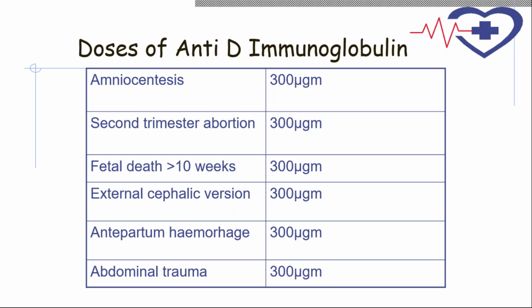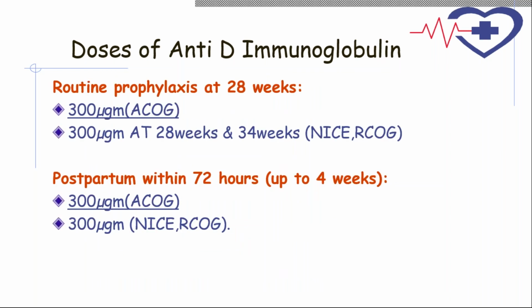Next slide, please. In doses of anti-D immunoglobulin, the routine prophylaxis, as we discussed, at 28 weeks, we give 300 micrograms as per ACOG recommendations, and 300 micrograms at 28 weeks, repeated at 34 weeks as per recommendation of NICE and RCOG guidelines. But most commonly we are only giving it at 28 weeks in our country, so it is good enough to remember that. We are not giving it twice in the antenatal period.